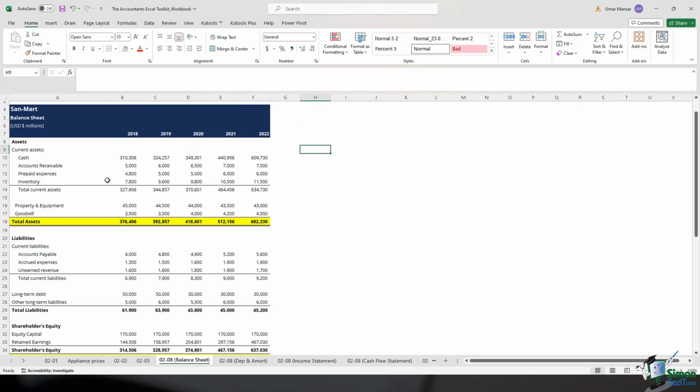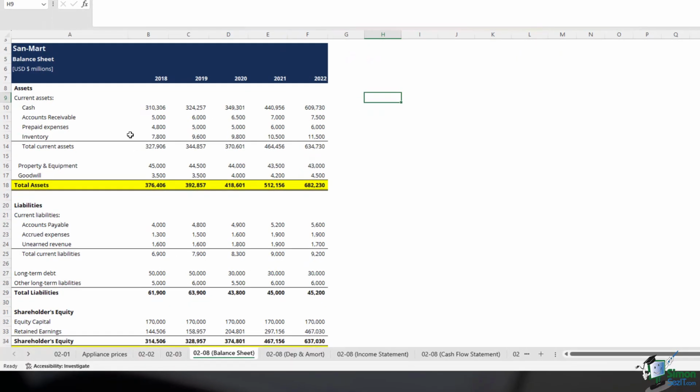Things will be clearer when we look at Sanmart's balance sheet. This is what the balance sheet looks like, nothing out of the ordinary. Let's now begin by understanding the fundamental types of assets. They can be broadly categorized into tangible and intangible.